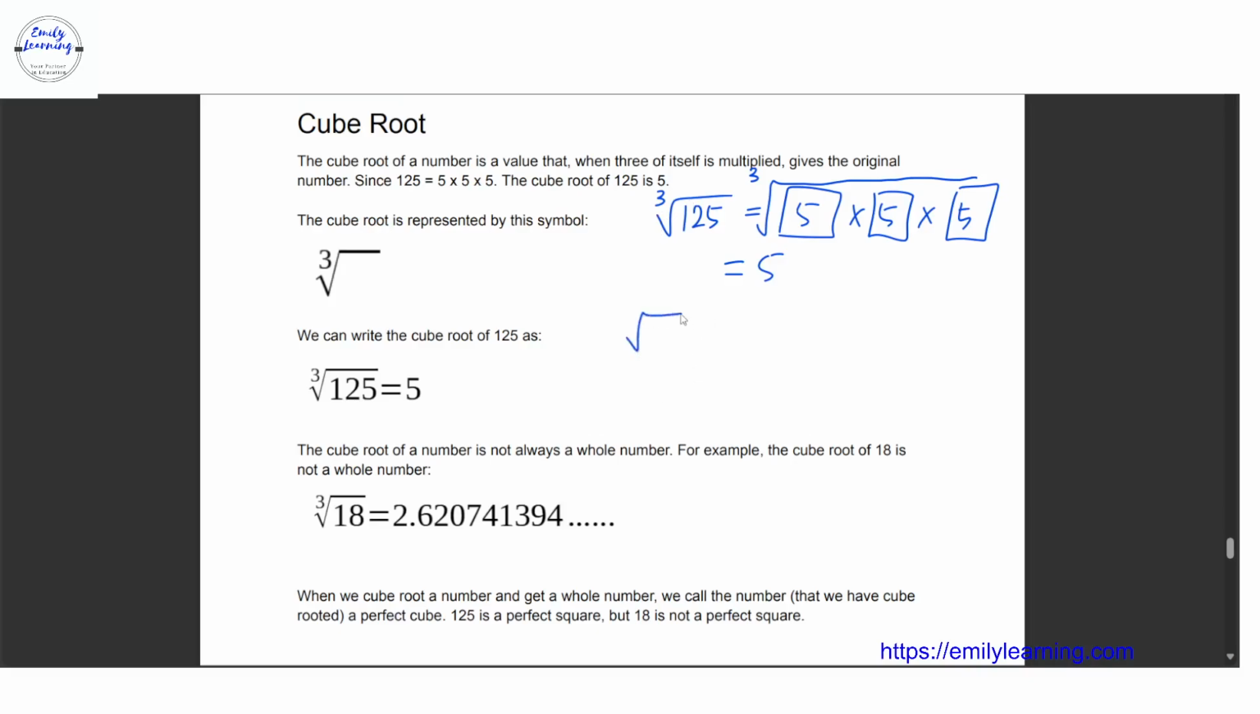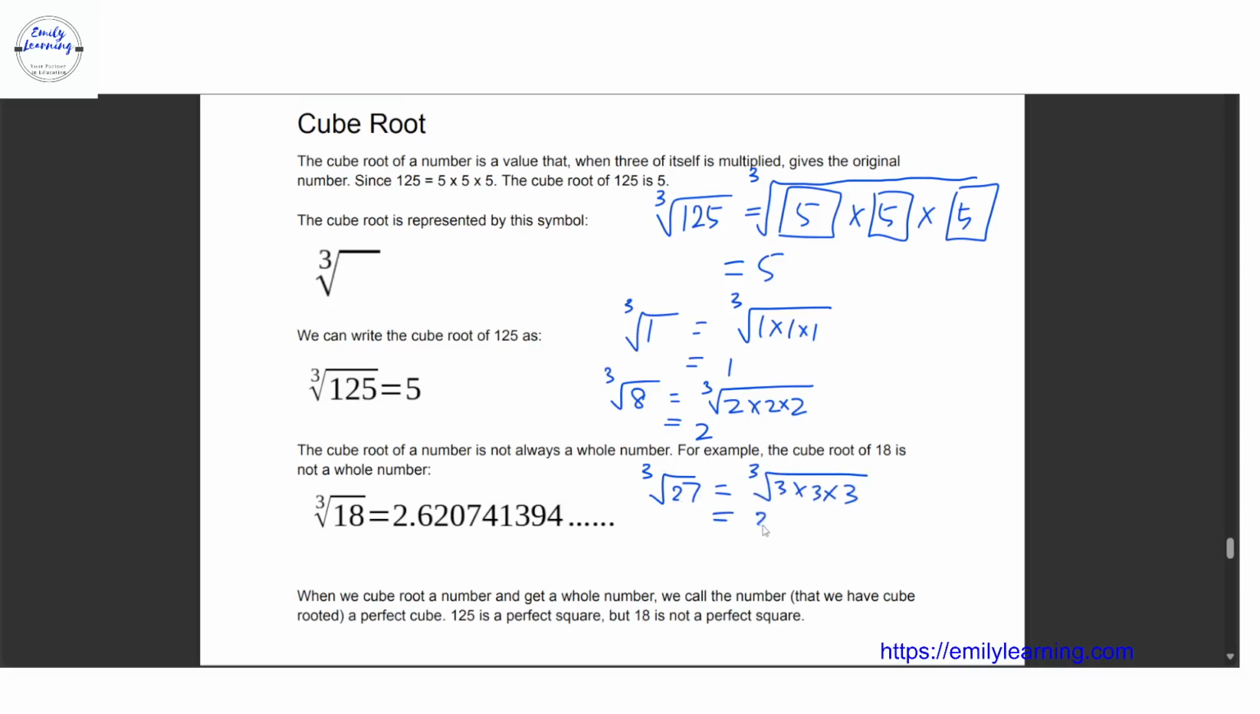Common cubes. Cube root of 1: I know 1 times 1 times 1 is 1, so the cube root of 1 is 1. Cube root of 8 is 2 because 2 times 2 times 2 is equal to 8. 27 is another nice number that you can cube root. We know that 3 times 3 times 3 is equal to 27, so the cube root of 27 is 3, and so on.